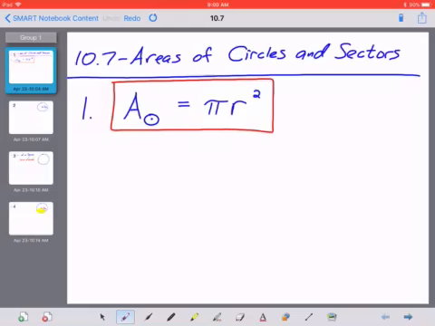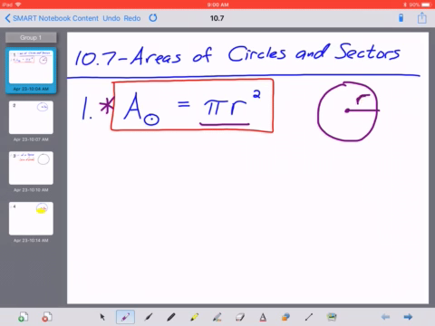So what we're beginning with right here, everybody, is the formula for the area of a circle, which is pi times the radius of that circle squared. I'm hoping this is a formula you guys have seen before. The important thing to take from it is that there's really only one dimension we need to know about a circle, and that is its radius.